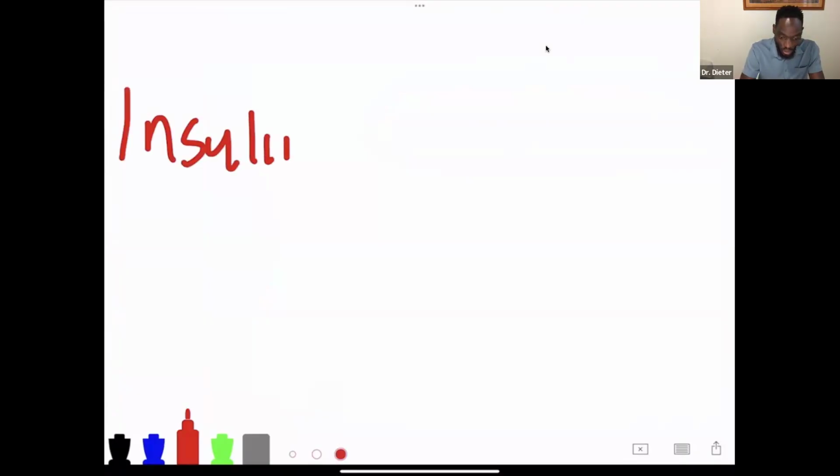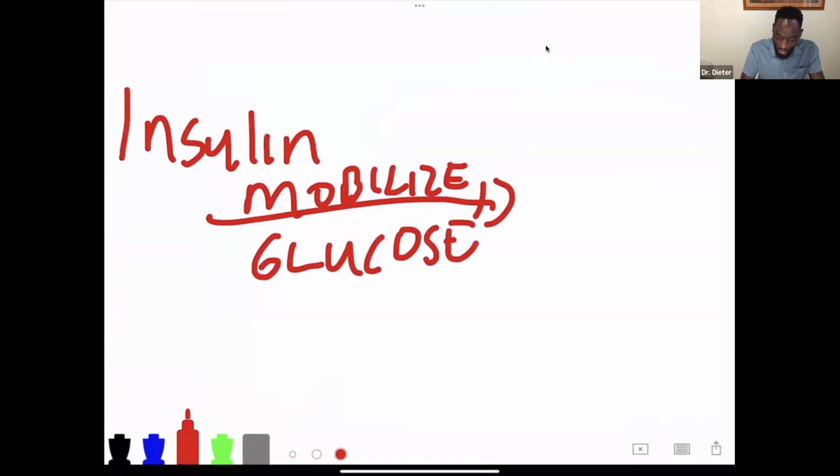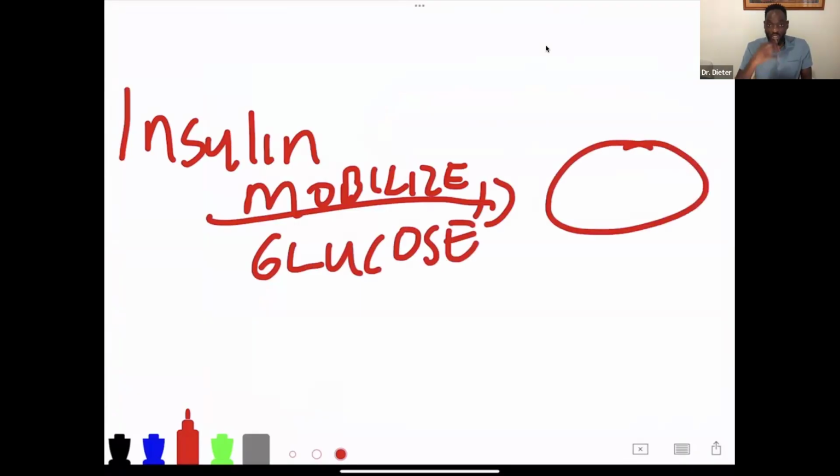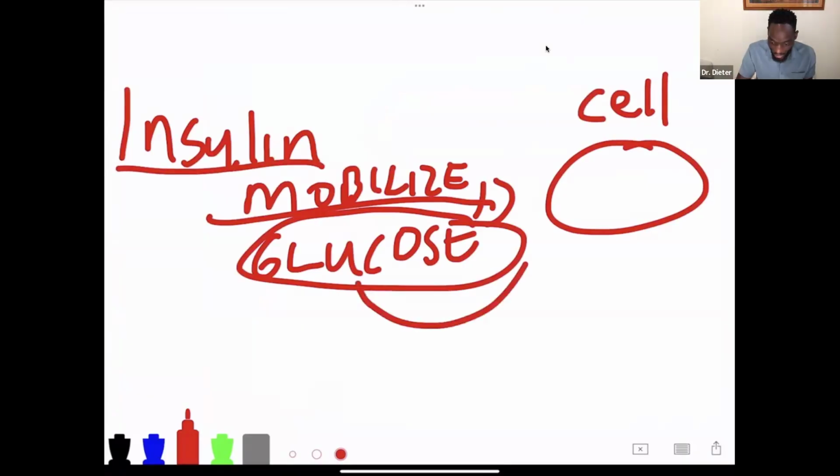The job of insulin is to mobilize glucose out of the blood into the cell. So when we eat, the end product of digestion is absorption, and the end product of absorption is glucose. That glucose is now released into the blood. When the glucose is released in the blood, insulin's job is to cause that glucose to be mobilized into the cell.